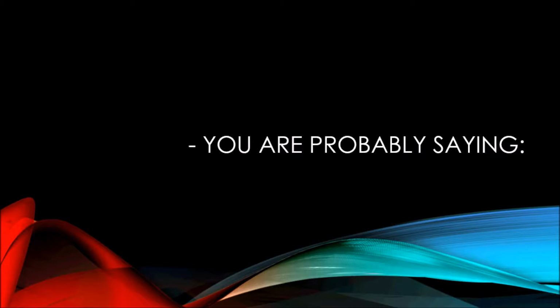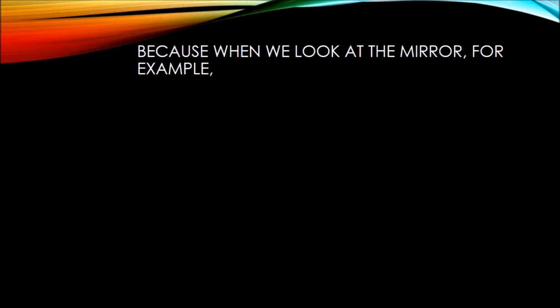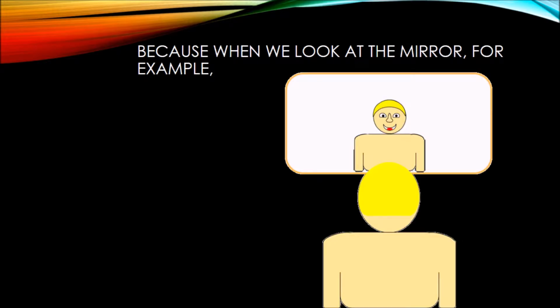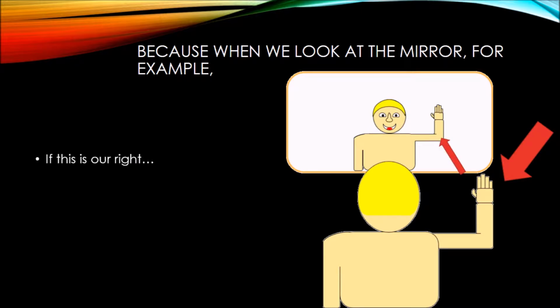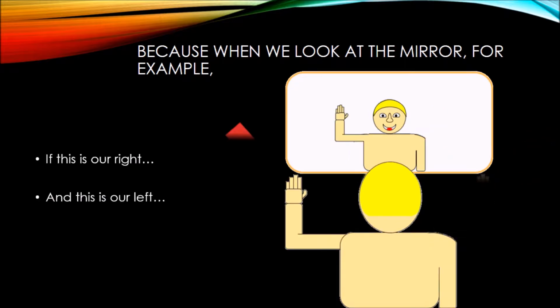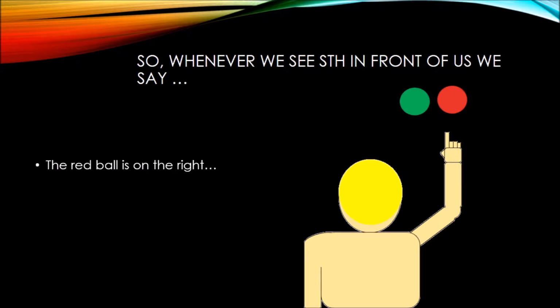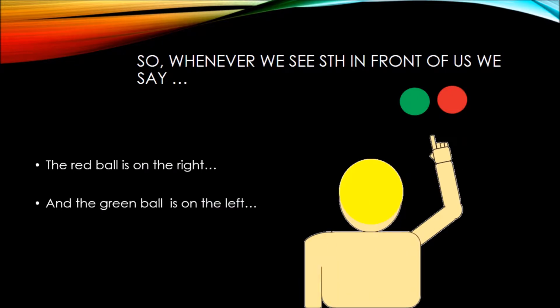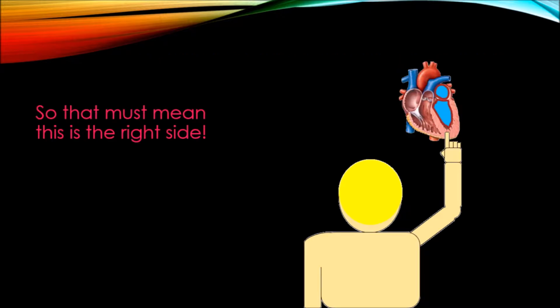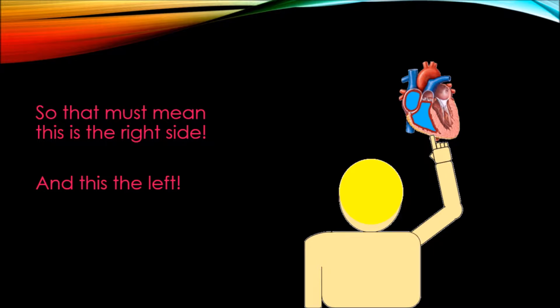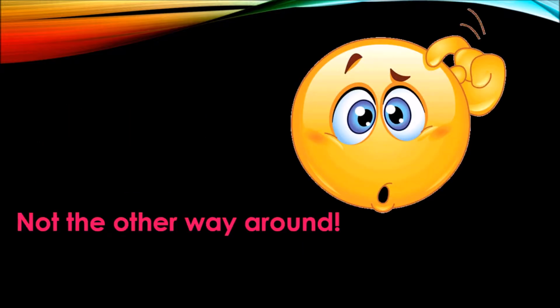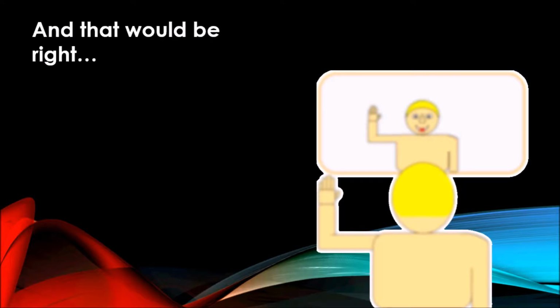But you're probably saying something is wrong. When we look at the mirror, for example, we say this is our right, and the mirror is lifting the arm on our right. And we say this is our left, and the mirror is also lifting the arm on our left. So whenever we see something in front of us, like these two balls, you would probably say the red ball is on the right and the green ball is on the left. So this must be the right side of the heart, and this the left, and not the other way around. And I would say that would probably be right.